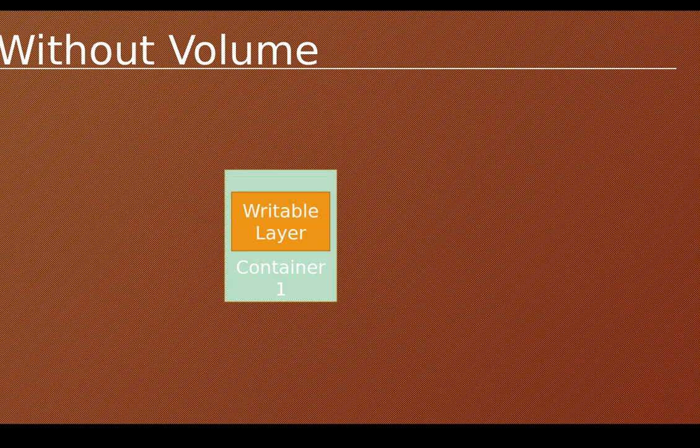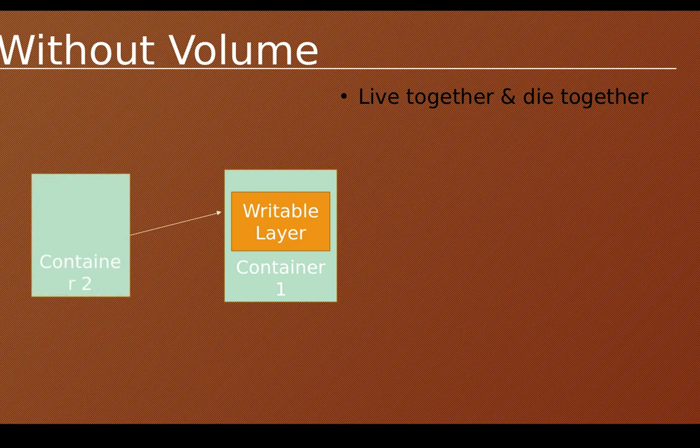So what are the problems without volumes? The writable layer and the container are tightly coupled together. They have the same life cycle: both live together, both die together. Once the container dies, the writable layer also dies. If the container stops because of some problem, we are not able to access it, and we have to remove that particular container, then everything written inside it is lost. That is a big problem. To deal with that, we have another concept, which is volumes.